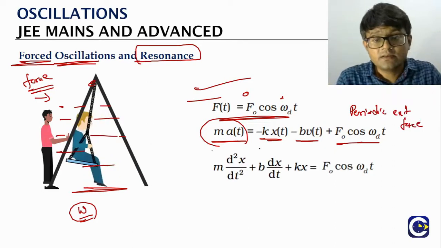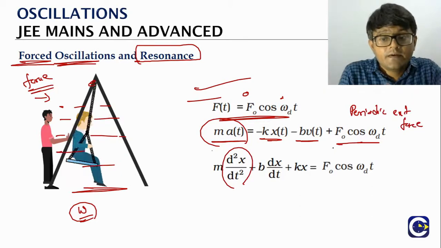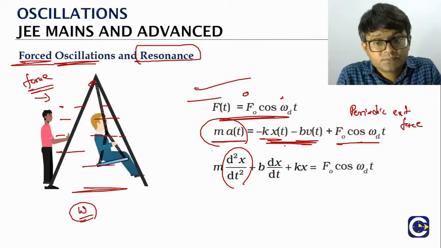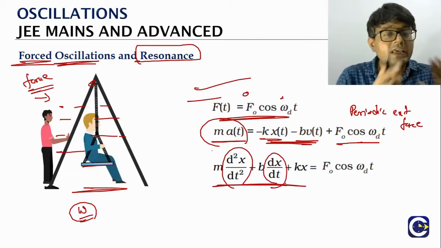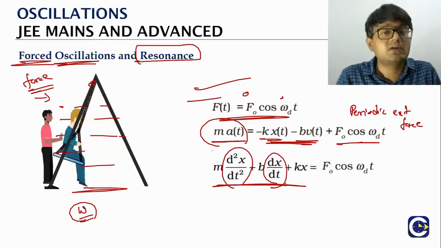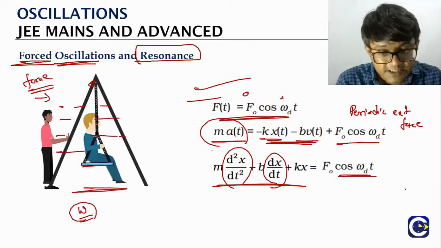Again, we can write it as d square x by dt square. If we bring these two terms to the left, they will become positive. v can be written as dx by dt. Overall, what we have? m into d square x by dt square plus b into dx by dt plus kx is equal to F naught into cos omega d t.